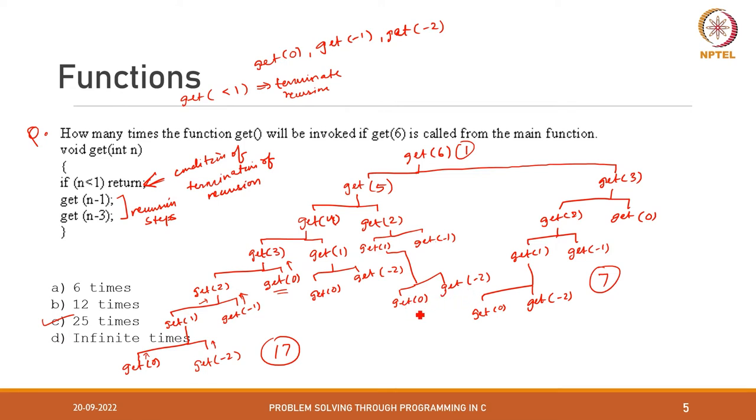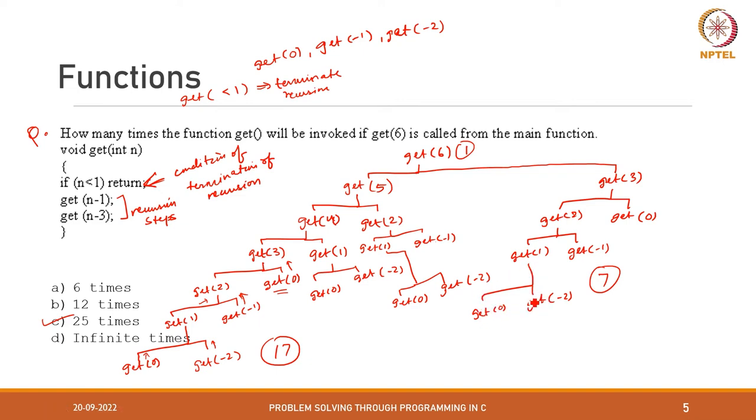Now what about get of 3, which had been called when we called get of 6? It called get of 5 and get of 3, right? So what happens to the get of 3? This starts recursing. We have get of 2 being called. Once get of 2 is called, it will call get of 1, then get of 1 will call get of 0, so this returns back. Then it calls get of minus 2, this returns back.